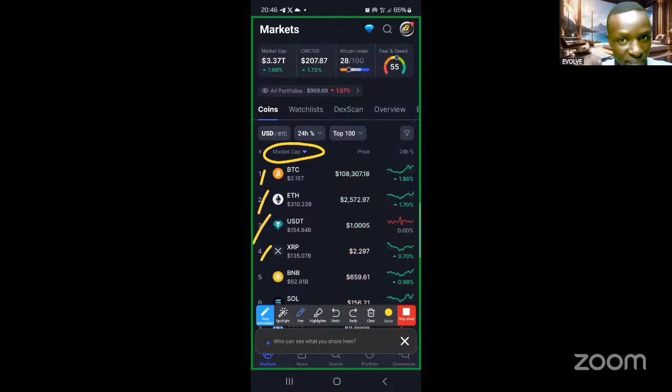Is that clear? They should be in order. Now, we can see that Bitcoin is the coin with the biggest market cap at $2.15 trillion, followed by Ethereum with $310 billion. Money is coming back in the market, guys.